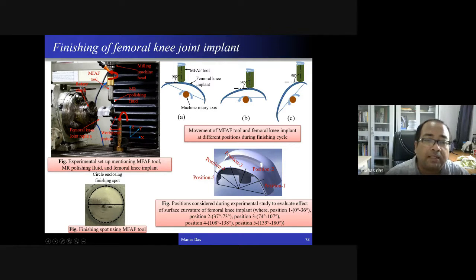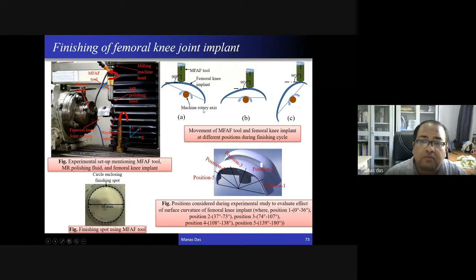By this process, the entire surface of the workpiece can be polished. You can see in one go, this entire surface can be polished. So this is the finishing spot here, where the surface particles are kept just at the bottom. It takes around 30 millimeters. Every time, this tool is perpendicular to the workpiece surface.